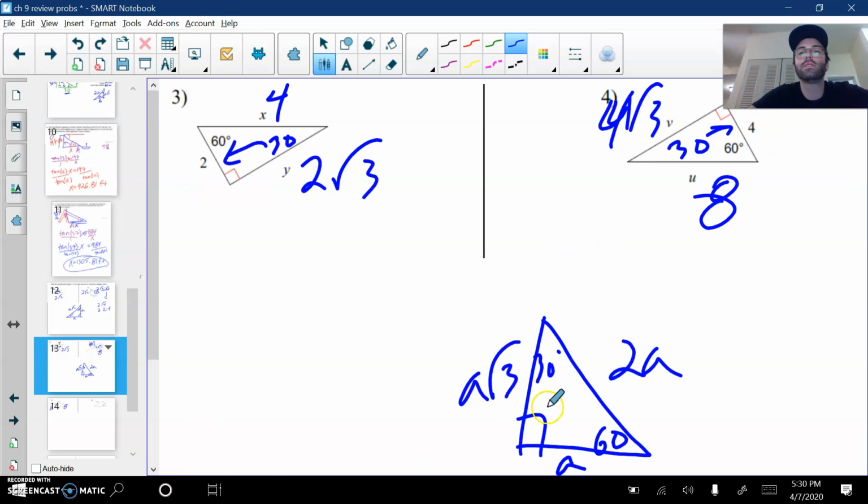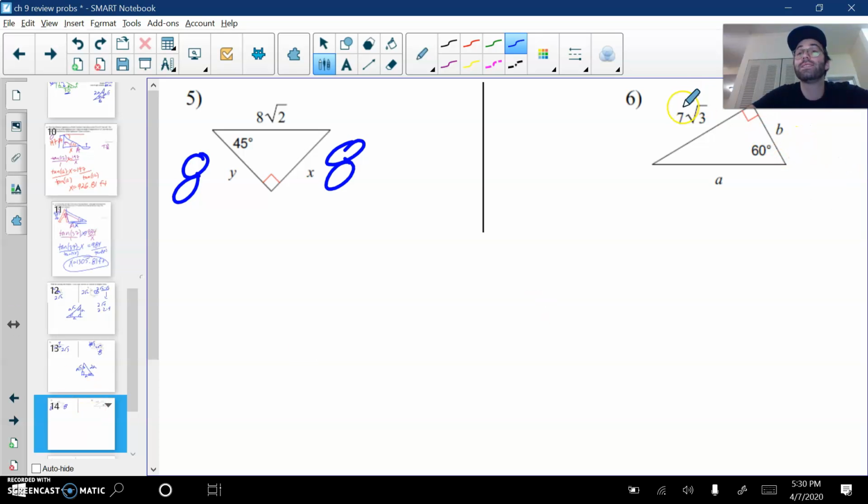Look here in our 30, 60, 90. Across from 60 is a root 3. Across from 60 is 7 root 3. So this has to be 7, and this has to be 14. Since this is a root 3, so a is 7.